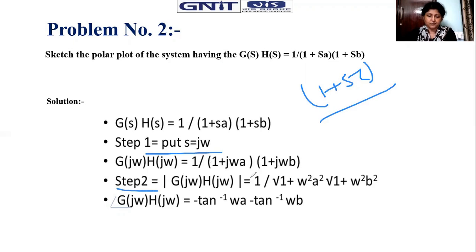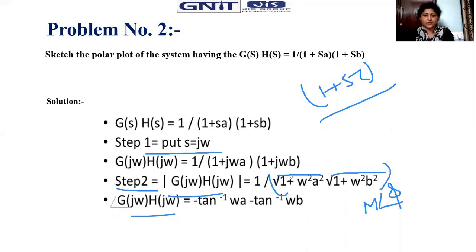Now what is step 2? Just magnitude you have to find as well as phase you have to find. So it is the M-phi form. So what is the magnitude? 1 divided by root under this one, 1 divided by root under this one. That means finally you are getting 1 divided by root under 1 plus omega square A square for the first pole factor, and for the second pole factor, root under 1 plus omega square B square.